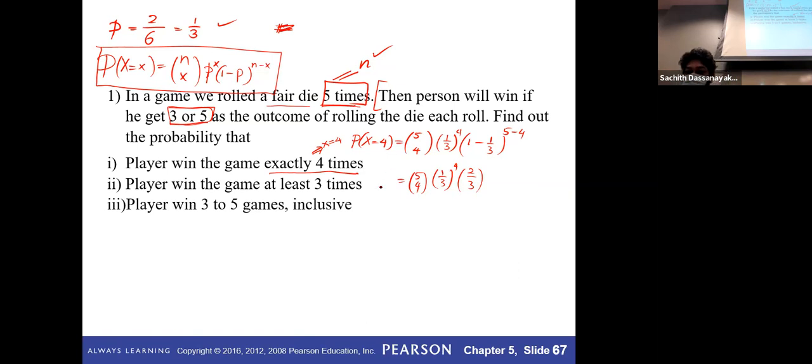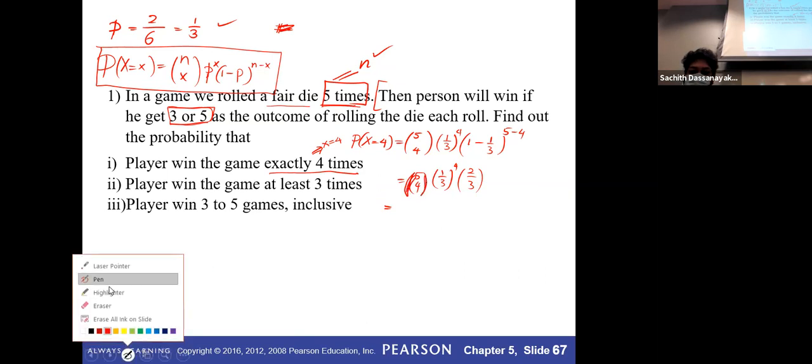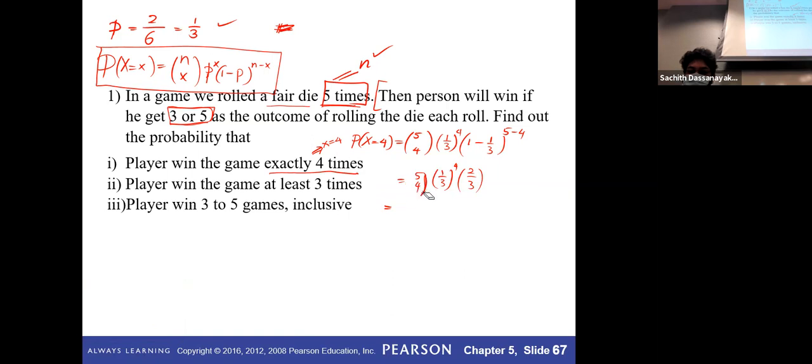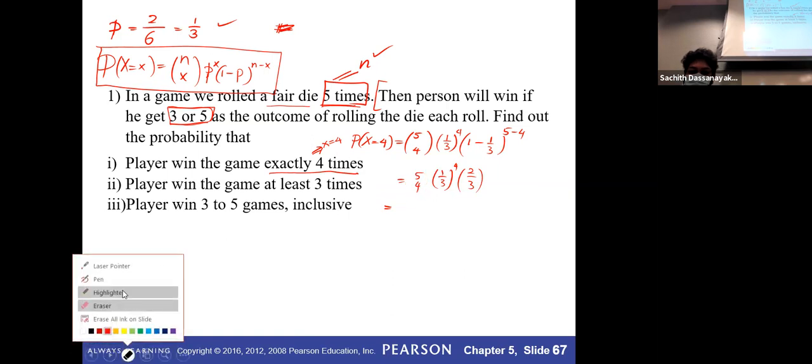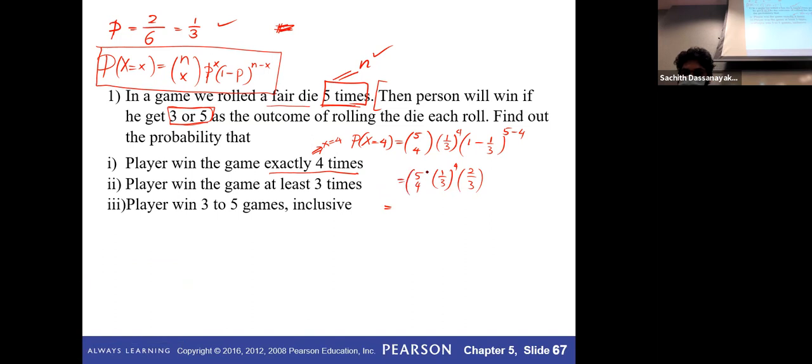I'll show you how to simplify this. What is the meaning of this part? Let me color that. This is the binomial coefficient, right? So you can rewrite this as 5 factorial divided by 4 factorial times (5 minus 4) factorial.